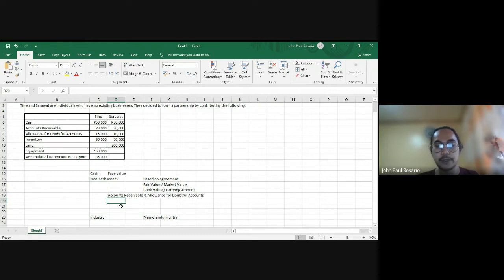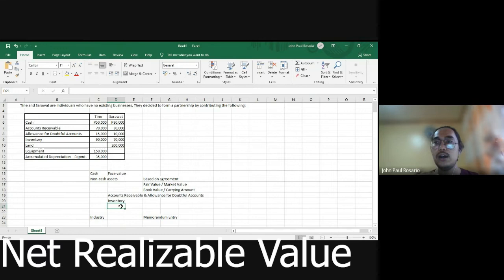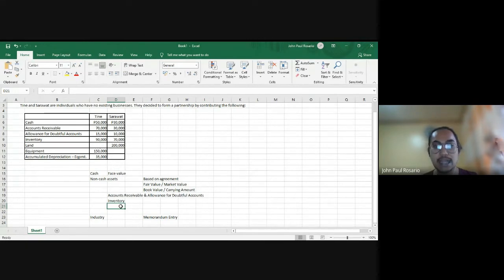Okay? Now for your inventory naman, sometimes what is given is not the fair market value or the market value, but what's given is the net realizable value. Okay, so even if given ang fair market value or ang net realizable, pero kung naa po ang existing agreement, i-ignore nimo ang fair value or ang net realizable value. Okay, now for your property, plant, and equipment.